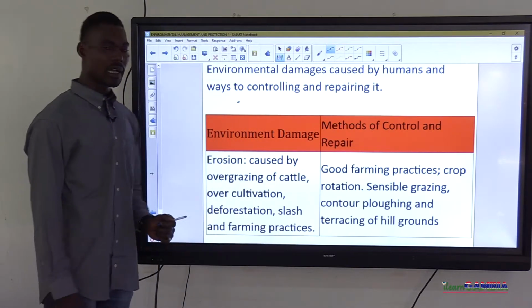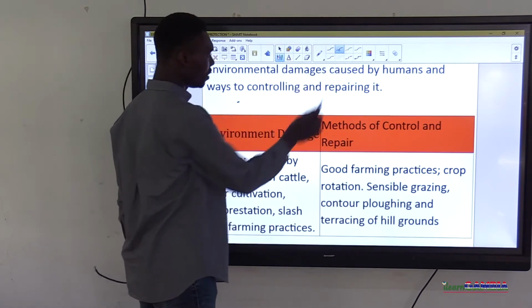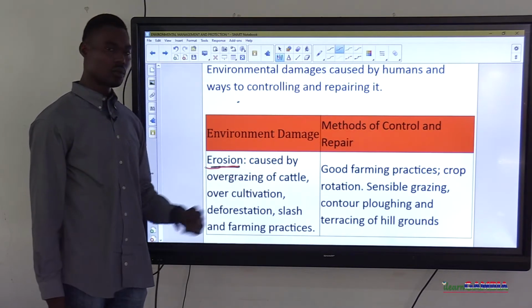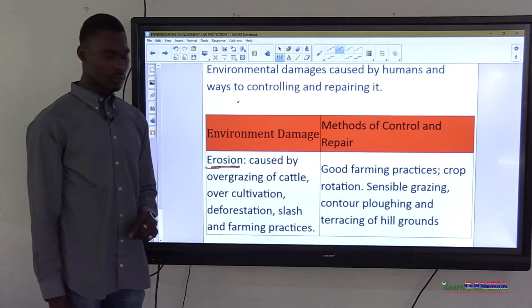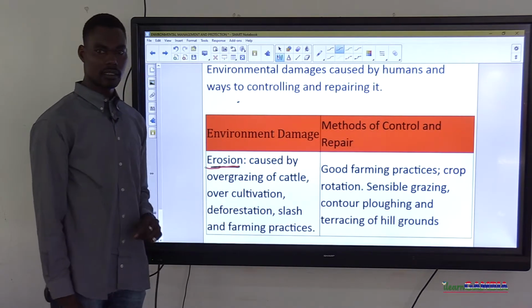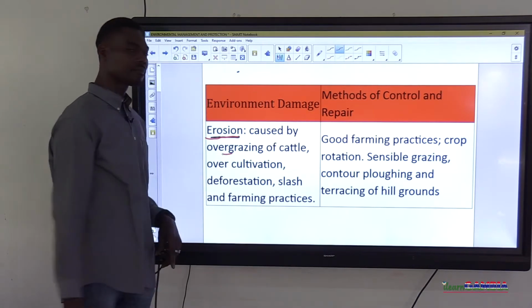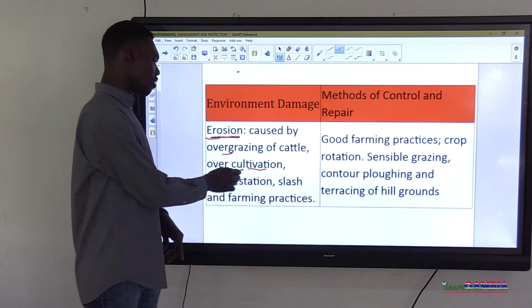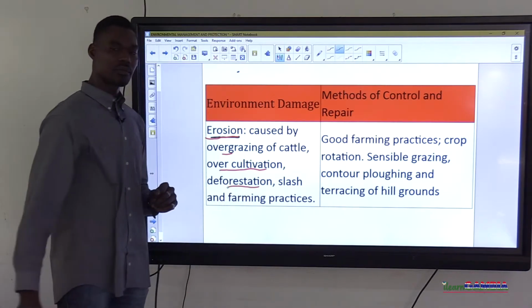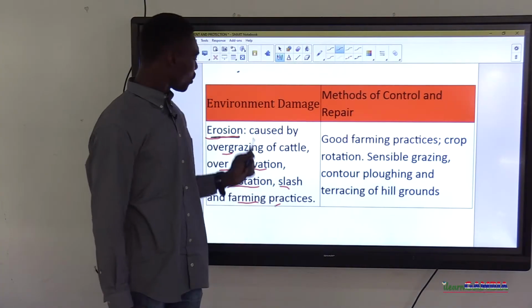So we start with the first point, which is erosion. Erosion is caused by overgrazing of cattle, overcultivation of a particular piece of land, deforestation, and slash and burn farming practices. So how do we control erosion?